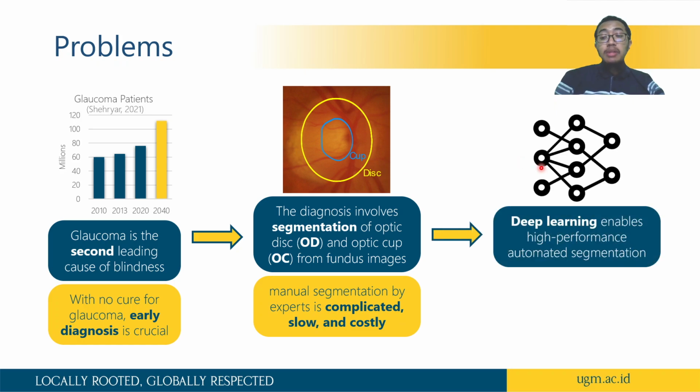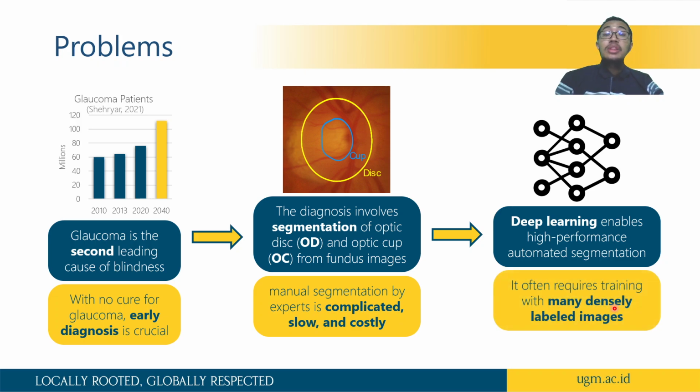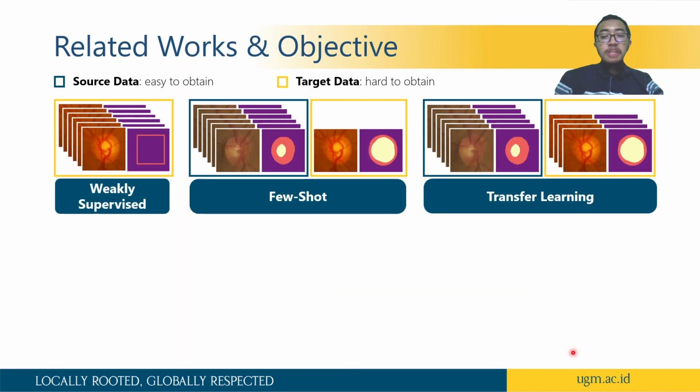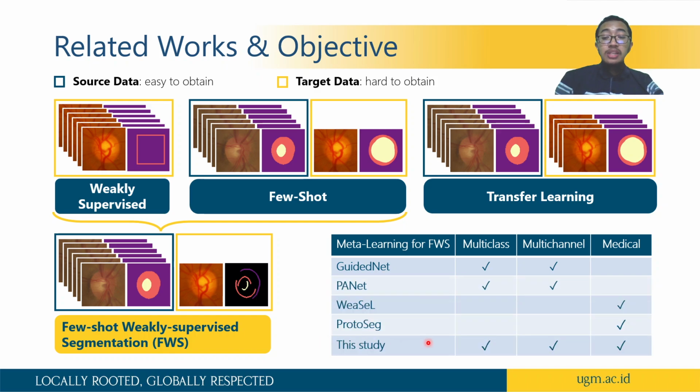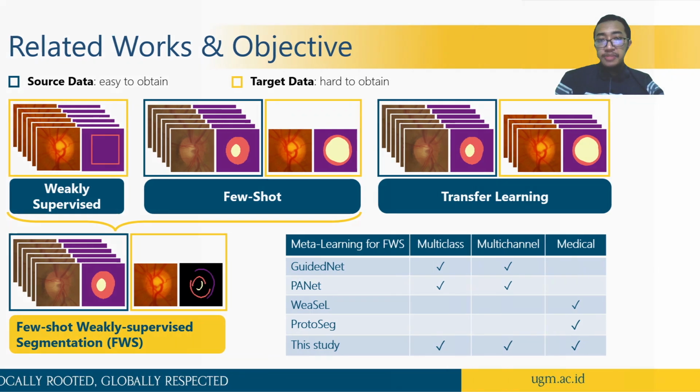Deep learning enables high-performance automated segmentation. However, it requires training with many densely labeled images. There are various works on deep learning with limited labeled data, but they still have limitations. So we propose few-shot weakly supervised segmentation, which can utilize a small amount of sparsely labeled data like this to perform fundus images segmentation. Our study is unique compared to previous studies as it involves multi-class, multi-channel medical images.